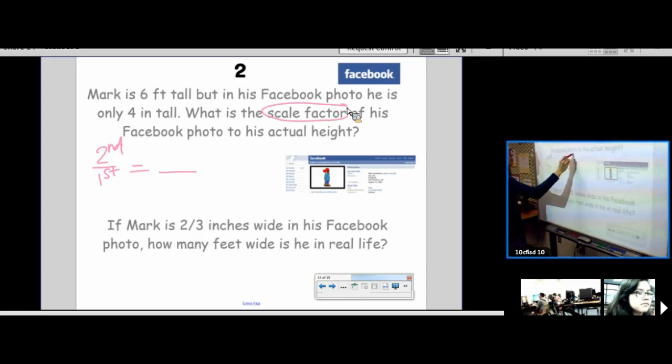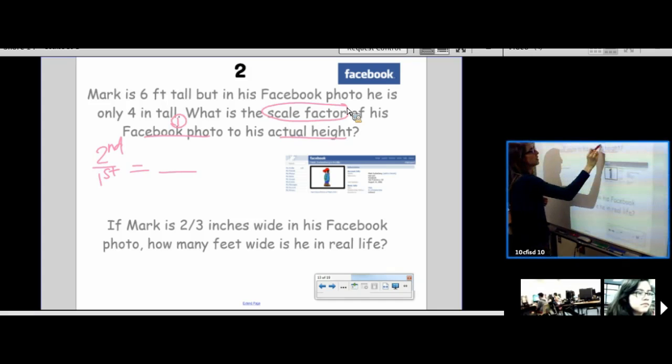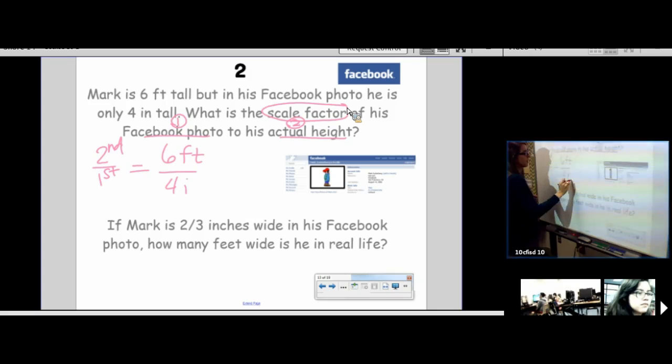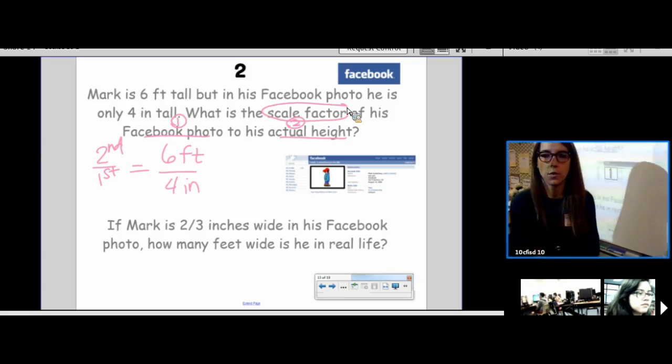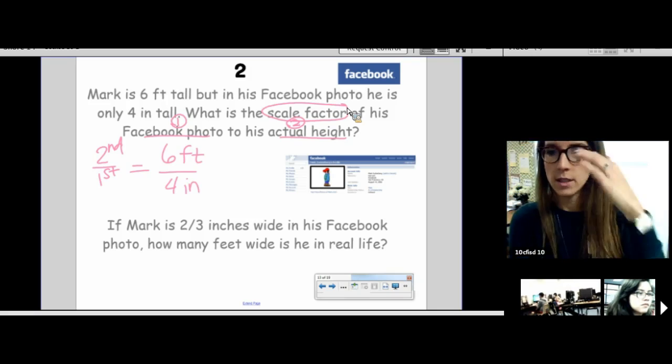From his Facebook photo to his actual height. So his Facebook photo is first. His actual height is second. So we want to put his actual height second over first. His actual height over his Facebook photo. Second over first.